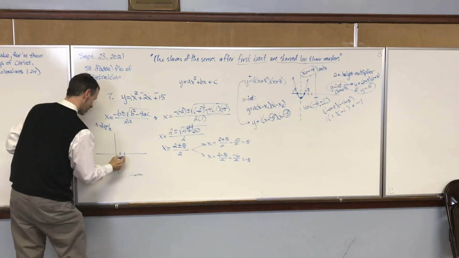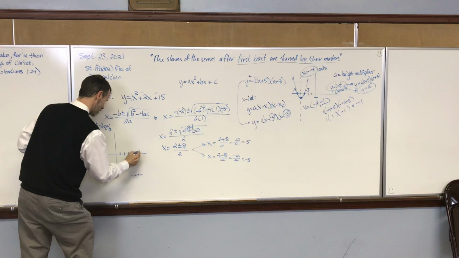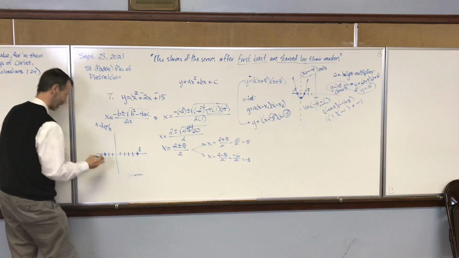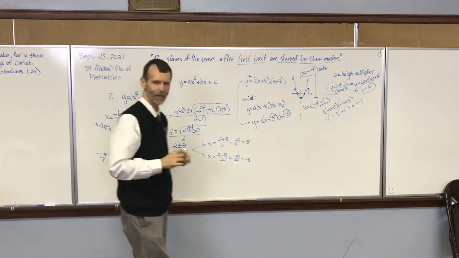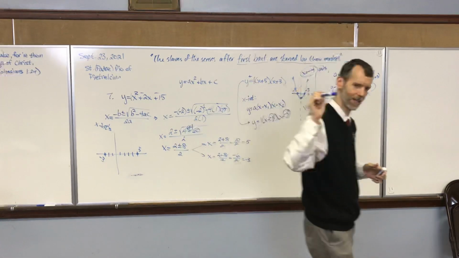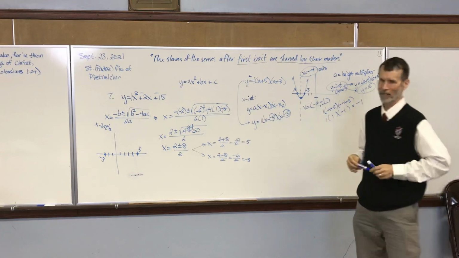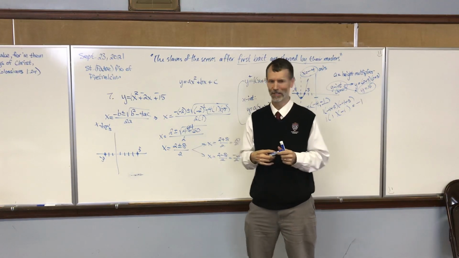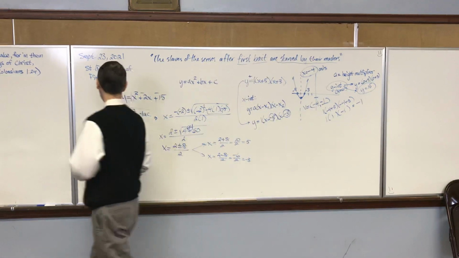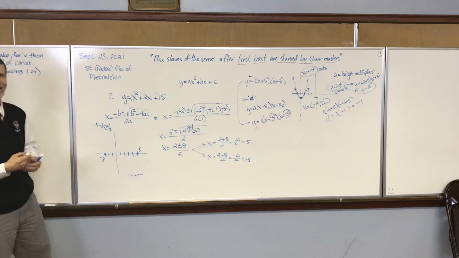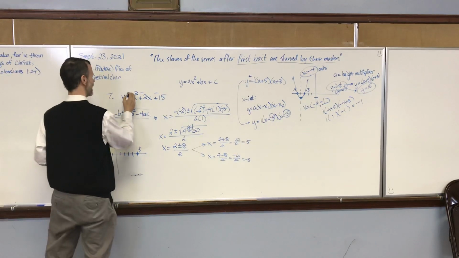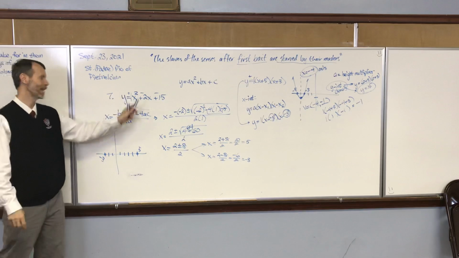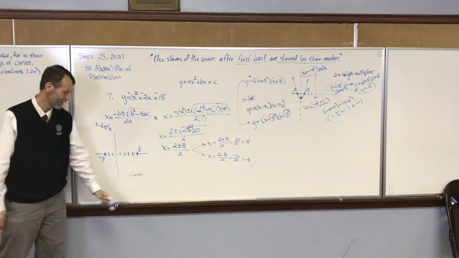Positive 5, negative 3. Can somebody tell me if this thing has a vertex above or below the x-axis? Charlie. Below. What makes you say that? The A is constant. What does that mean? Which means it goes up. Yeah, it's opening upward. The height multiplier is positive. It's opening up. So the vertex has to be down here.